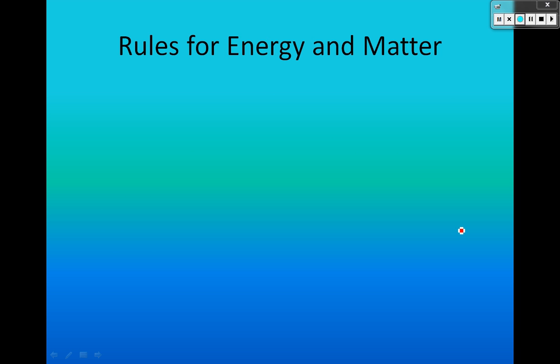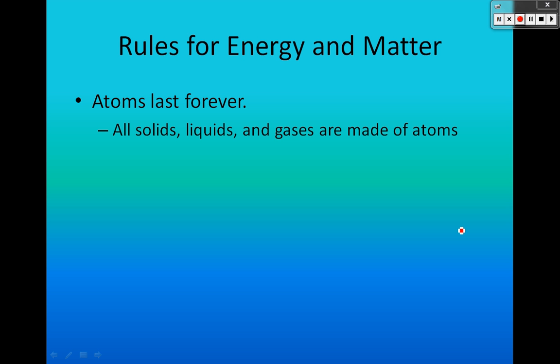So then we also have some rules for energy and matter, okay? The first one is atoms last forever. And that is true whether the atoms are part of solids, liquids, or gases. Those are all made of atoms, and the atoms in those last forever. There is one exception to that rule, and that has to do with nuclear chemistry and nuclear reactions.